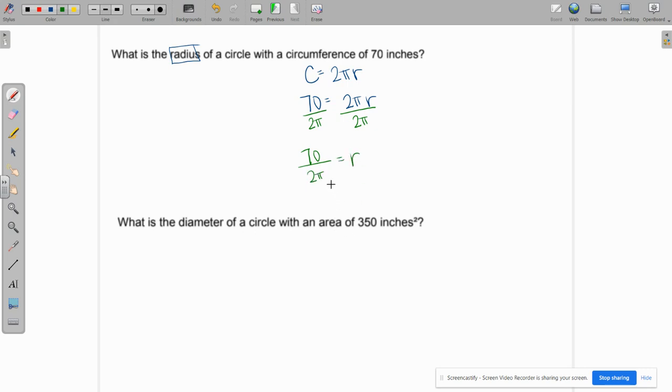The one thing I want to warn you of is, in your calculator, if you type in 70 and then hit the divided by button and then hit 2 pi, your calculator is going to follow order of operations. And keep in mind what that means. This is 70 divided by 2 times pi. If you type it in like that, your calculator will first do 70 divided by 2 and get 35, and then take 35 and multiply it by pi. That's not what we wanted.